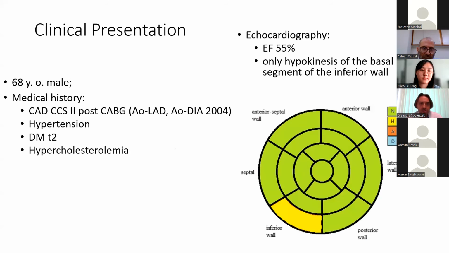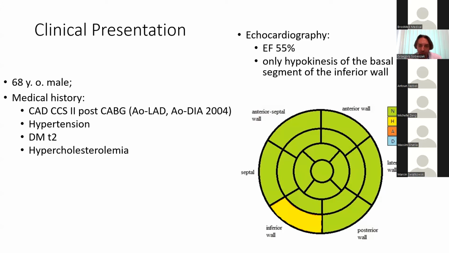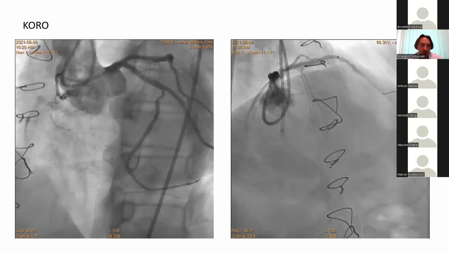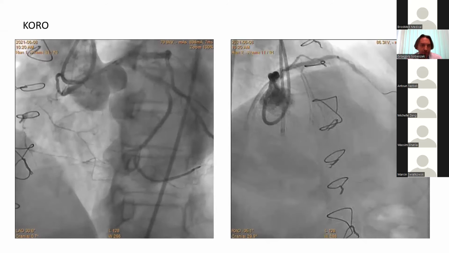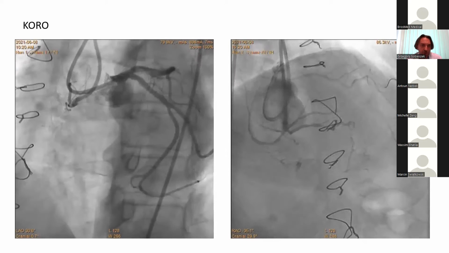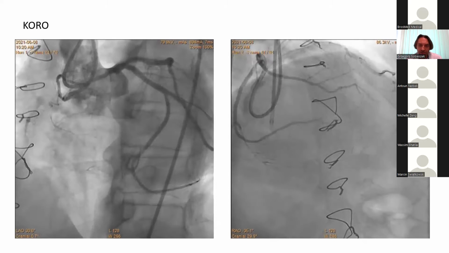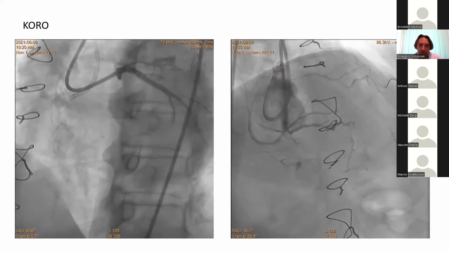So this is the clinical presentation of the patient. It was a 60-year-old male with CCS class 2, post-CABG, diabetic with hypertension, but with good ejection fraction and only akinesis of the basal segment of the inferior wall. And this is the contralateral injection. We had a CTO of a complex RCA with flow from antegrade collateral, diseased distal vessel. As you can see from the left system, rather not good septal and epicardial connection.